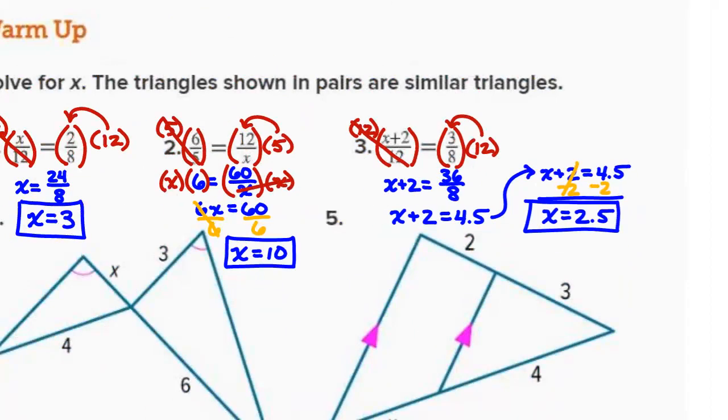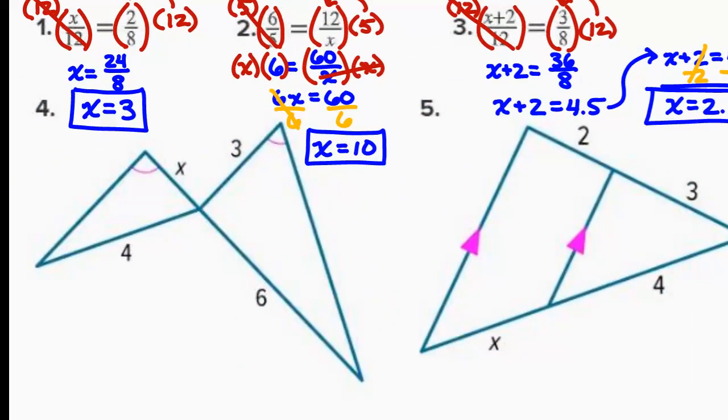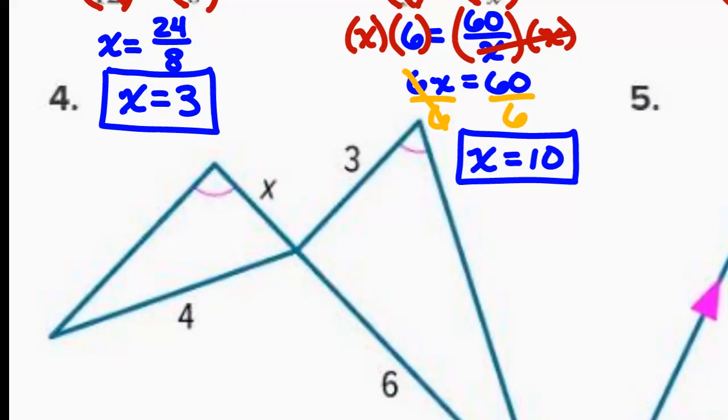For the last 2 problems, we have to set up the proportions ourselves. So on number 4, we've got 2 similar triangles. We need to match up the corresponding sides between the left-hand triangle and the right-hand triangle so we can make fractions. What would be the corresponding side on the right-hand triangle for x?